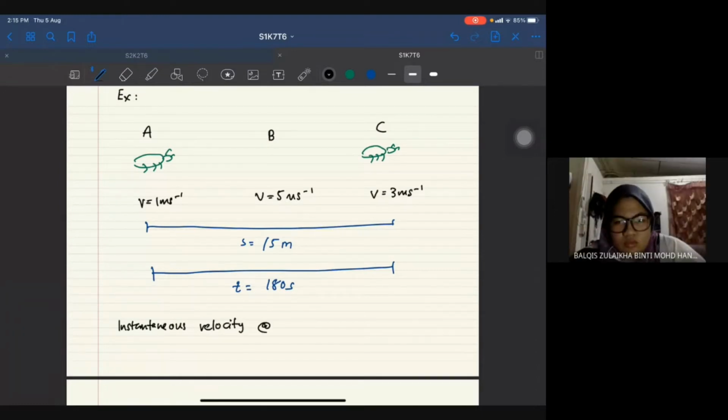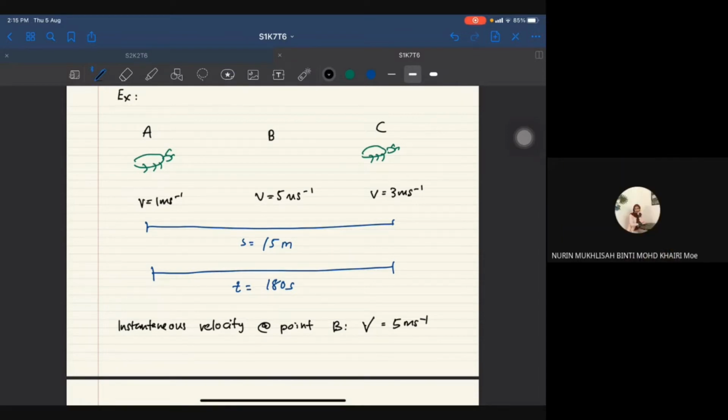Five. Okay. Ada jawapan lain? Anyone has a different answer? Nurin? Oh, sorry, Muklisa? Rasa apa? 5. 5, okay. Okay. I think most of you guys will think it's a 5, huh? Okay, how about the average? So, what is the average velocity during the journey of the ants from A to C?